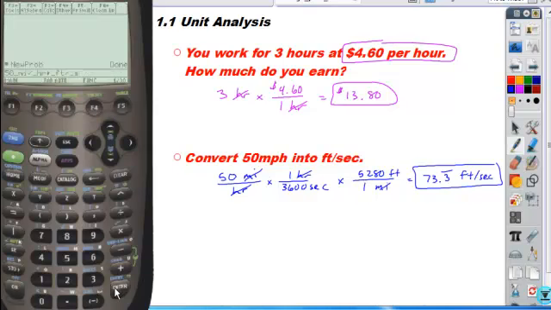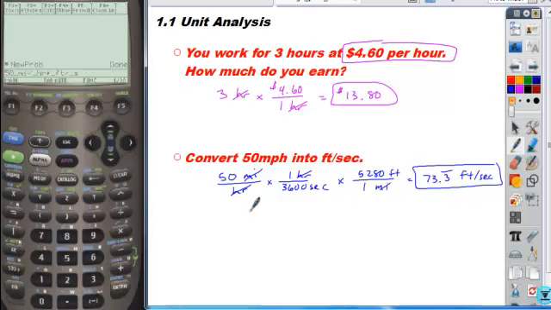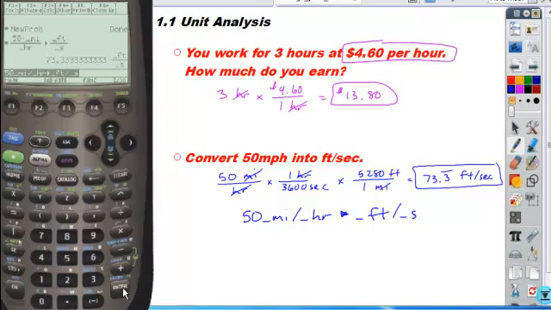And so this is the way that you would enter your problem. So 50 underscore MI for miles, per underscore hour. So that's miles per hour. And then the convert button, underscore feet per underscore second. And when you hit enter on here, it'll confirm that we got the right answer up here. 73.3 repeating would be our answer.